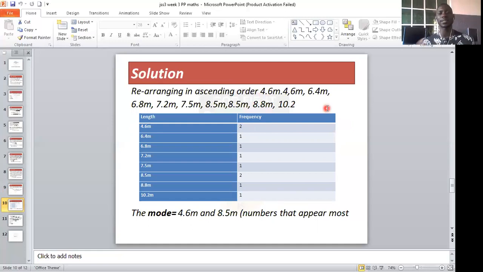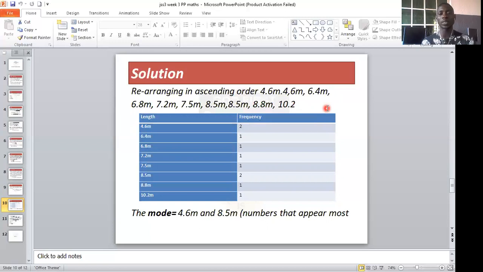Rearranging in ascending order, we have 4.6, 4.6, 6.4, 6.8, 7.2, 7.5, 8.5, 8.5, 8.8, 10.2. This is in ascending order. You can also decide to take it in descending order, but I chose to go with the ascending order, which is 4.6, 4.6, 6.4, 6.8, 7.2, 7.5, 8.5, 8.5, 8.8, and 10.2.